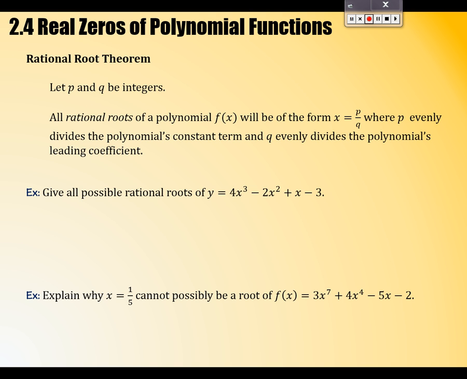All right, listen, guys. Let's pick up with the rational root theorem. You guys have come to attention here.